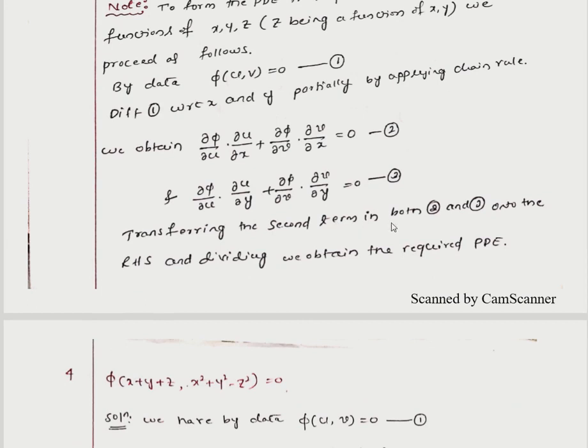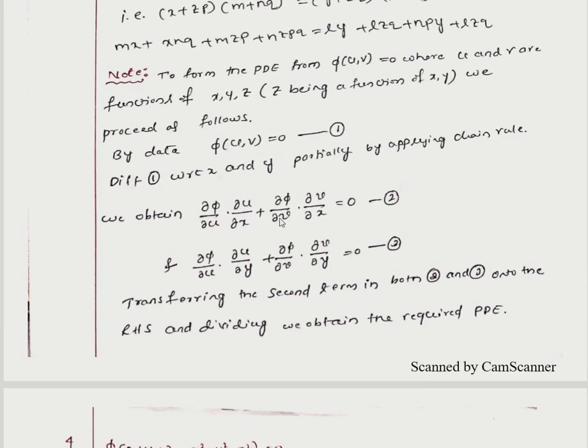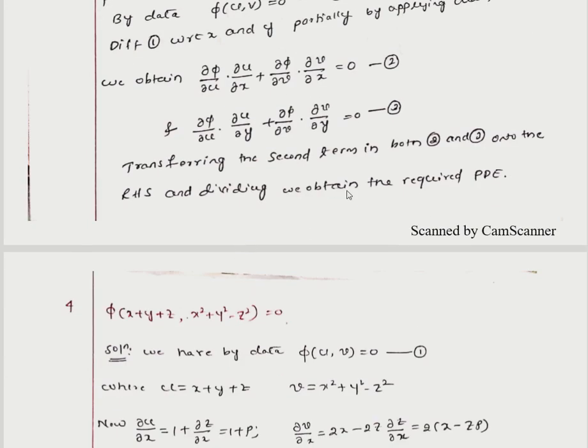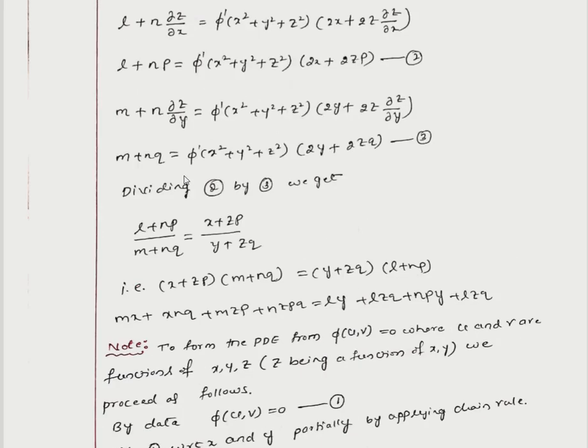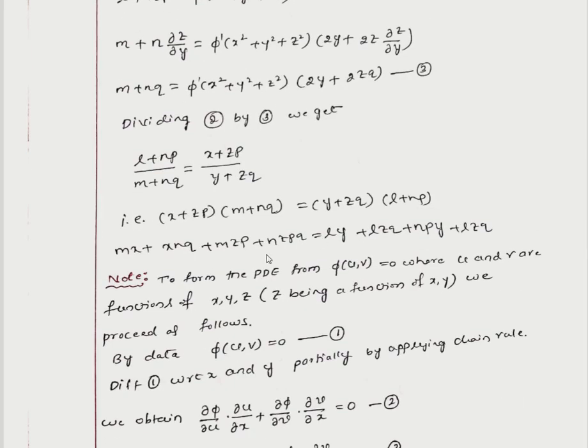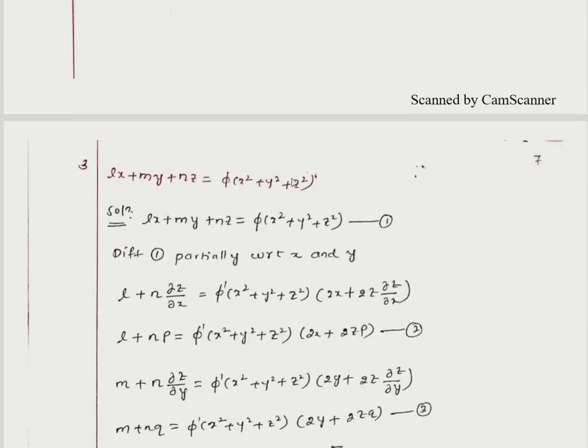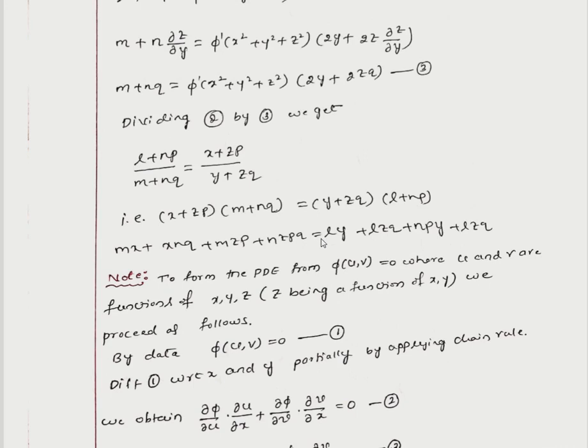Next, transferring the second term in both equation 2 and 3 onto the RHS, and dividing, we obtain the required PDE. Shifting this term to the left side, here also left side, and dividing the term, we get the required PDE. Here students observe that the solution for the previous problem is wrong. This is wrong because here we cancel PQ, and take the remaining terms, P terms and Q terms, separately. That is the required solution for this PDE. This answer might be wrong.